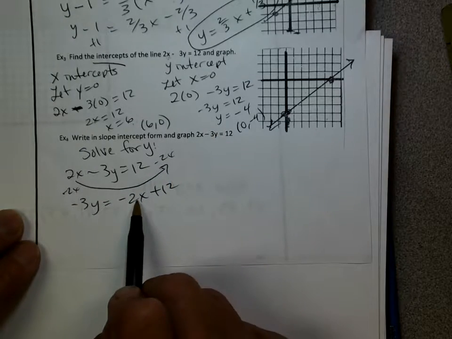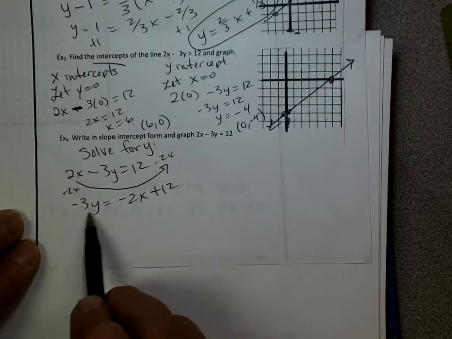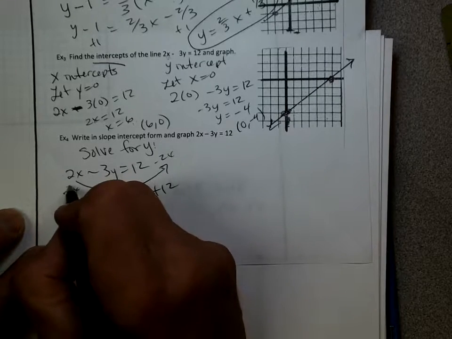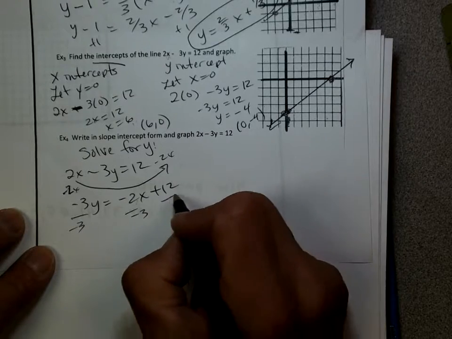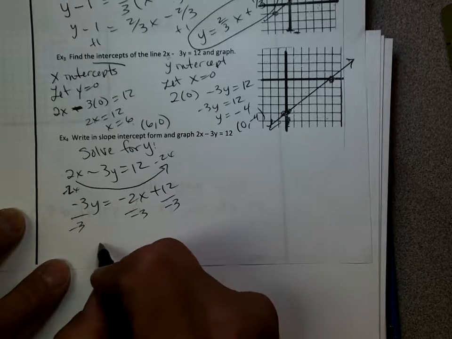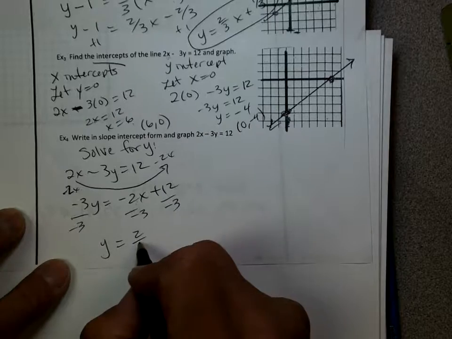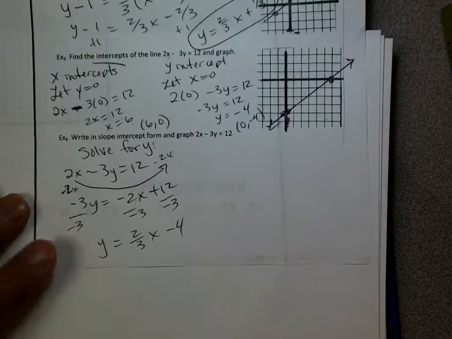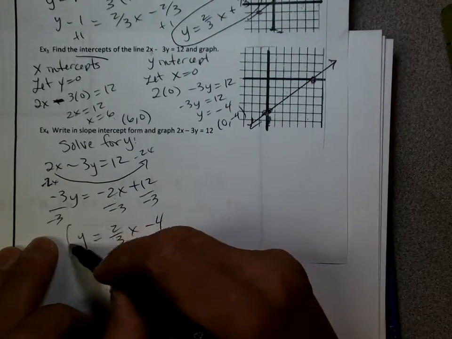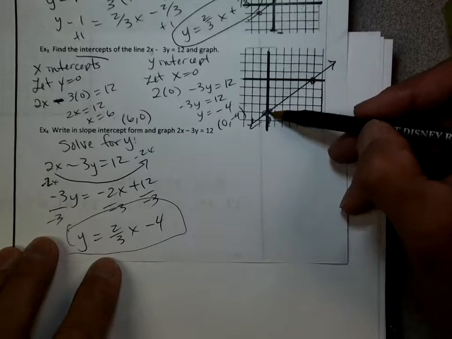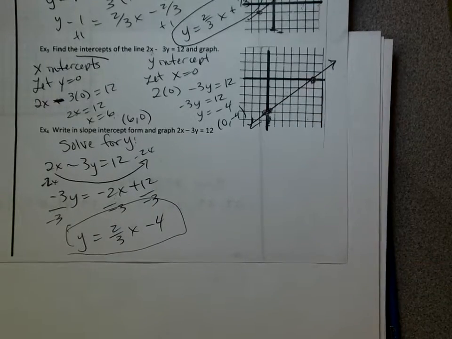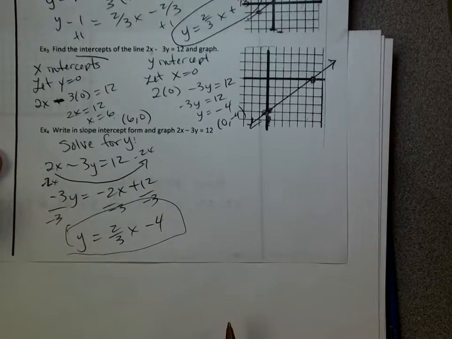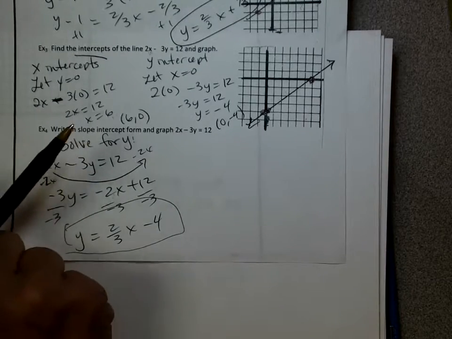I like the x in front. Looks better. Divide by negative 3. Let's see what I get. y equals positive 2/3 x minus 4. Okay, check it out. I think that's right, because if I look at my graph, start at negative 4, up 2 over 3, up 2 over 3. Wow, it works. Amazing, huh? Okay, so let's turn the page and see what we got there.